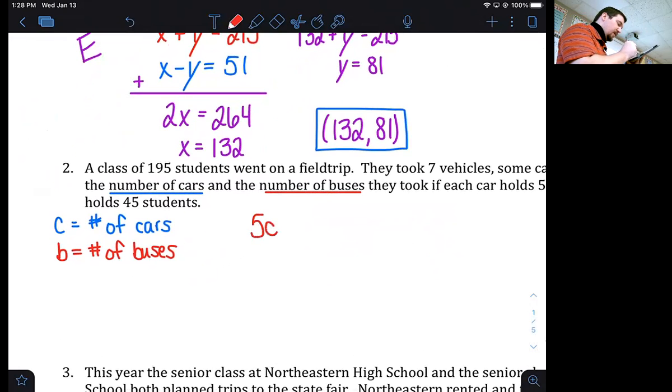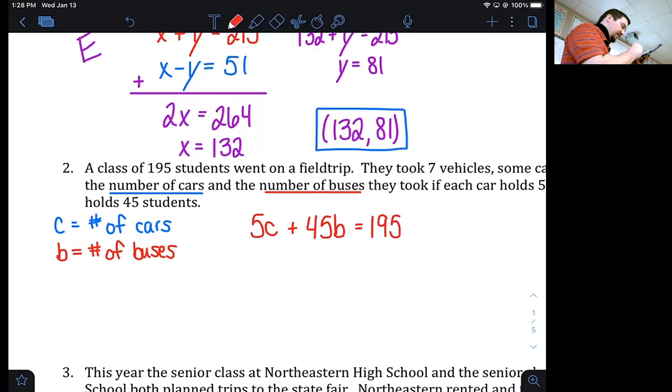Perfect. Nice job. 5 people per car plus 45 people per bus equals a total of 195, the number of students that went on this trip. So that's our total number of students equation. Now I need one that represents the total number of vehicles. Elise?